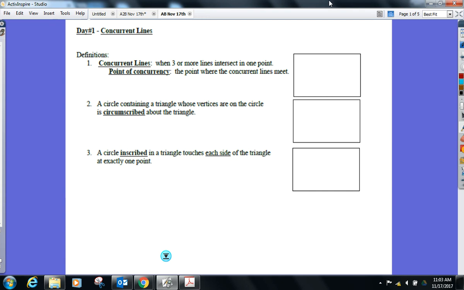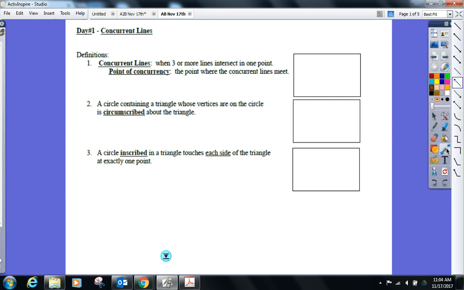First vocabulary term right off the bat is what are called concurrent lines. Three or more lines all intersecting at a point. That's what I'd like you to draw me right now in this box. Three or more lines that intersect at the same point. I don't care how many lines you have, but it's got to be at least three.